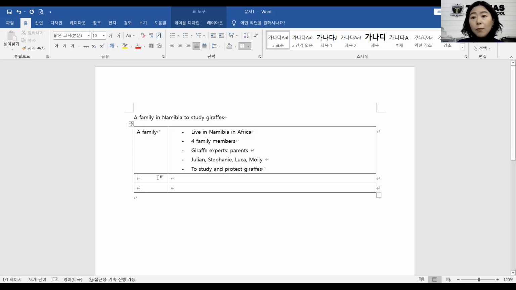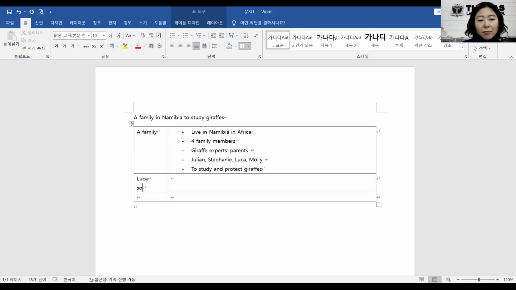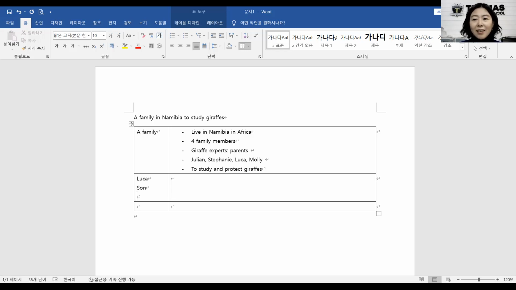Okay, how about the second paragraph? What is the second paragraph? It's about Luca's story, right? Luca, their son. And how old is he? He is 12 years old. Okay. Then what did he say? First of all, he helps his parents with giraffes.